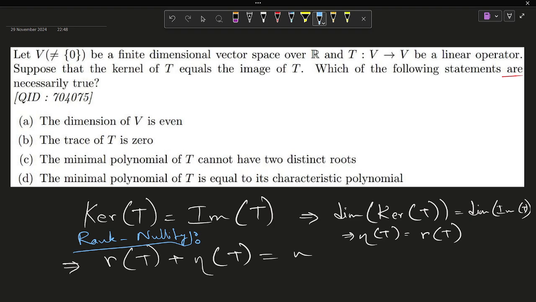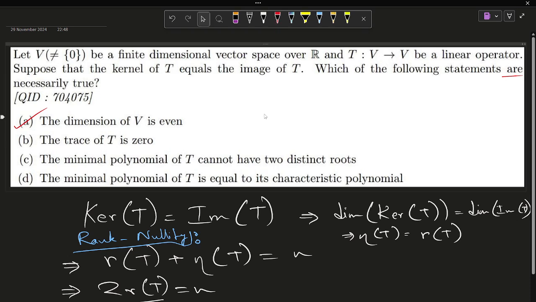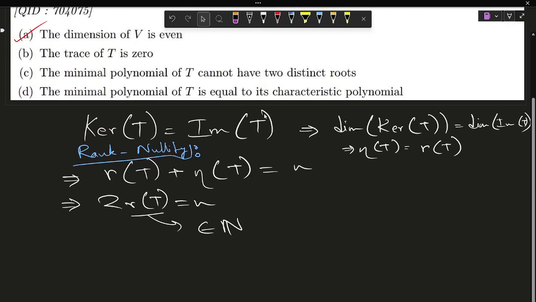So from this we will get 2 times rank of T is equal to n. As the rank of T will always belong to the natural numbers, that means the rank of T will always be a natural number. So the dimension of V will be even. Yeah, this is true. This is the correct option, so option A is true. Now we have to think about options B, C and D.